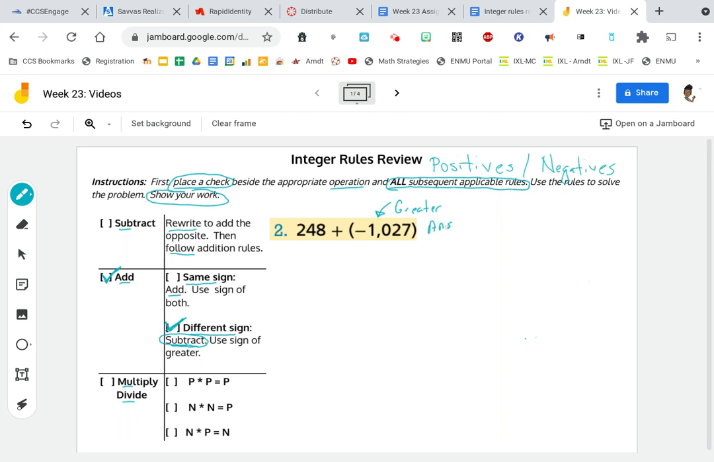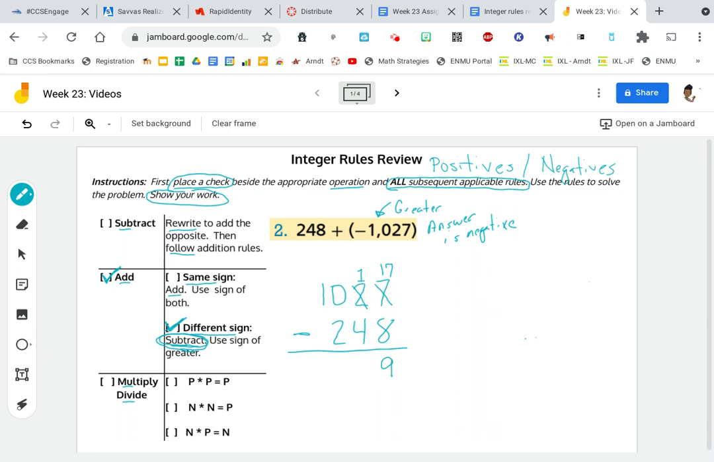So don't forget to take care of your signs. Again, I am subtracting. So I'm putting that 1027 on the top because it has the greater absolute value, and I am subtracting from it 248. Then I go 7 minus 8, which I cannot do. I'm going to come over here and borrow. That 2 becomes a 1, and the 7 becomes a 17. 17 minus 8 is 9.